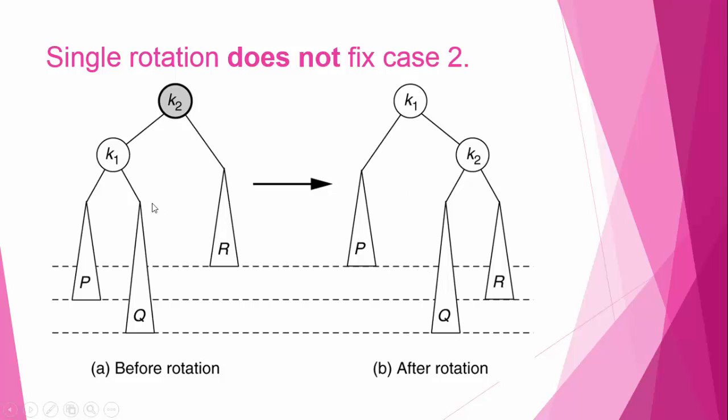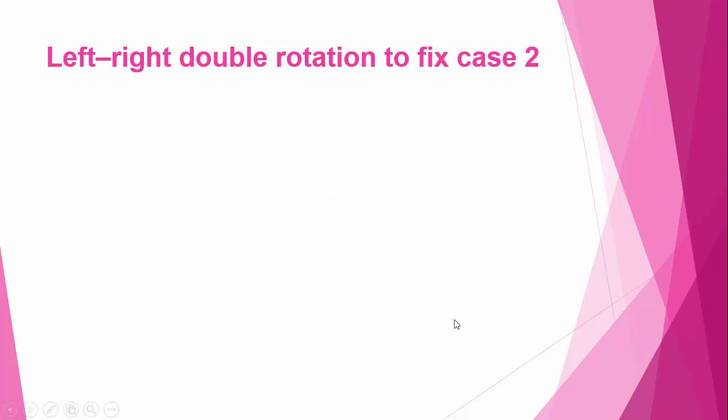that it's not suitable. If we do one single rotation, we will make key 1 the parent and key 2 its child, and Q, which was the right subtree of key 1, the left subtree of key 2. And now if we examine the balance of the tree, we see that it's still not balanced. So we need to do a left and right double rotation to fix this case.